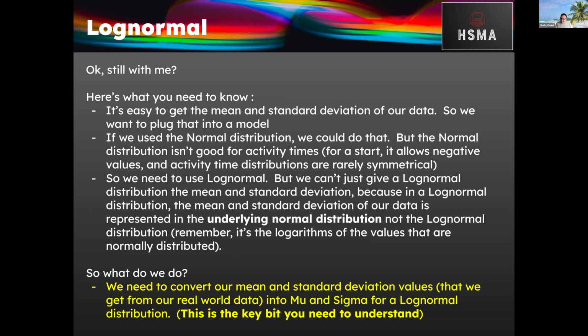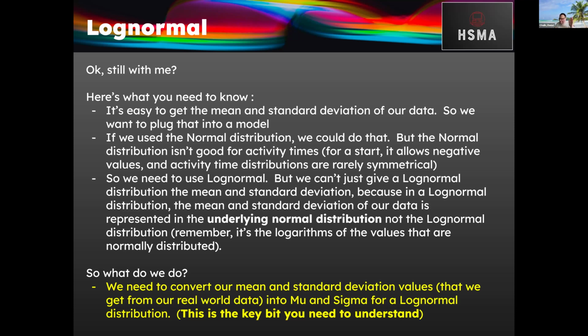You can really easily get mean and standard deviation from your data. So if you're looking at activity times for seeing the nurse, you should be able to pull out from your data things like mean and standard deviation. So you want to be able to plug that into your model, okay? Now, if we used a normal distribution to represent an activity time, we could do that and it would be really easy. But the problem is the normal distribution isn't good for activity times. For starters, because it's symmetrical, it allows negative values. So you can end up sampling that you spent minus 6 minutes with a nurse. That's completely nonsensical. So we can't use a normal distribution, okay?